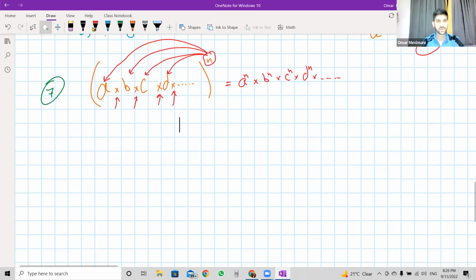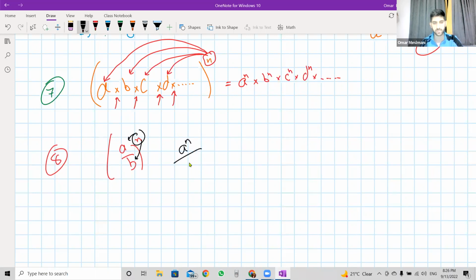Okay, that's rule number 7. Rule number 8 is somehow similar to rule number 7. It is once you have a fraction to the power of n. What do you do if it's a fraction to the power n? We did it already. You distribute the power, and you say A power n over B power n. This is easy, you know it.